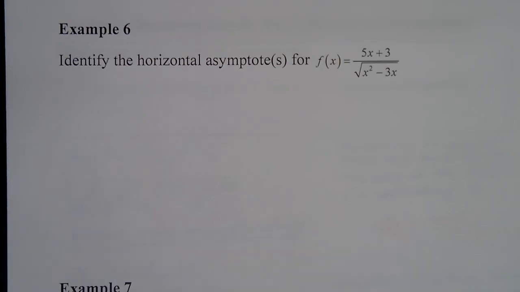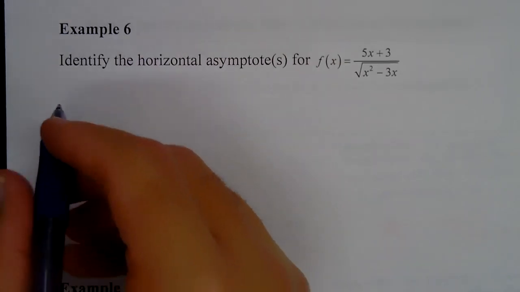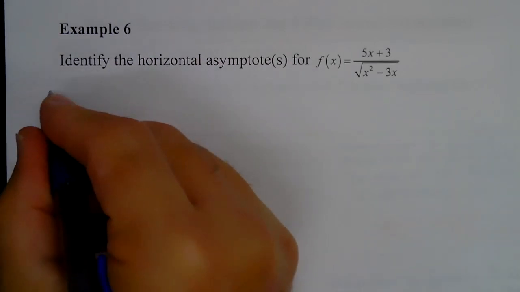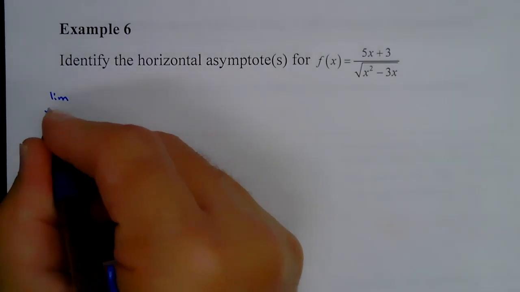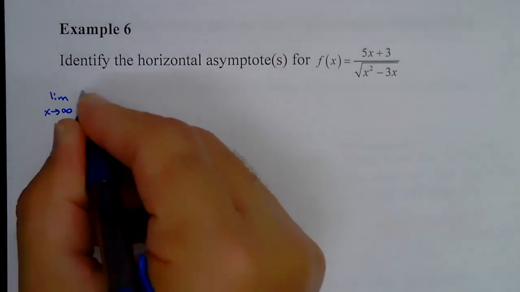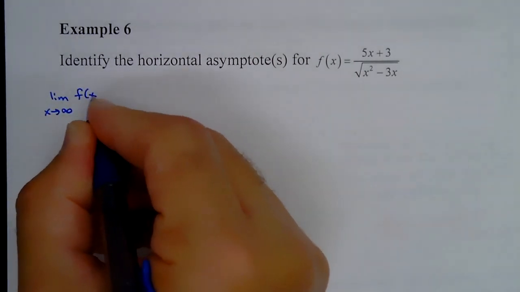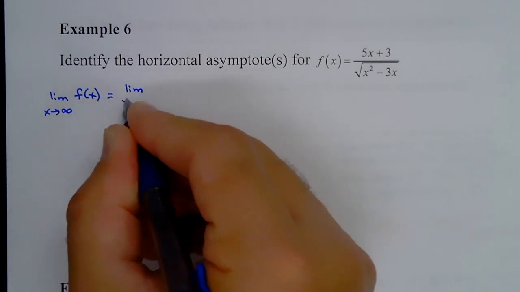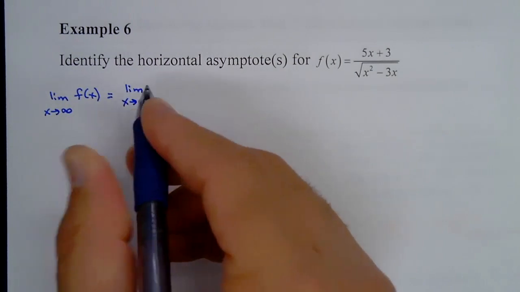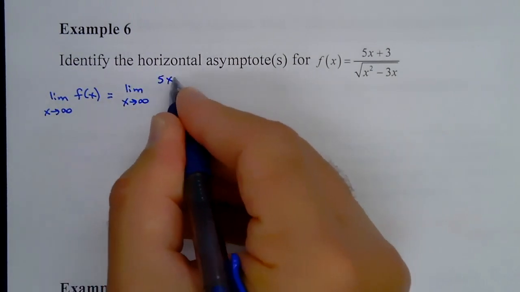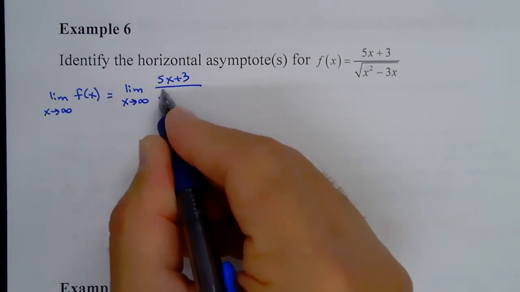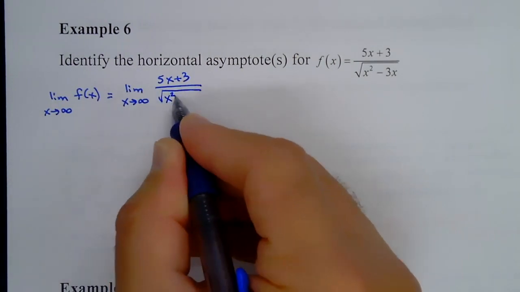Once again, we want to identify the horizontal asymptotes. All right, so we have to find two limits to do this. We have to find the limit as x is approaching infinity of f of x. That's equal to the limit as x approaches infinity of (5x + 3) over the square root of (x squared minus 3x).